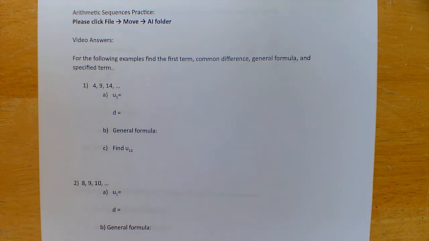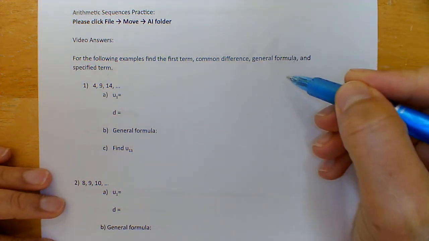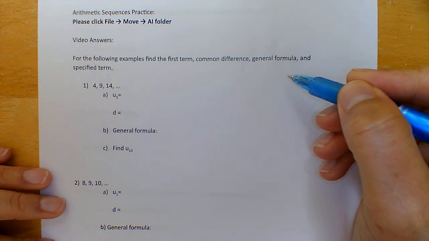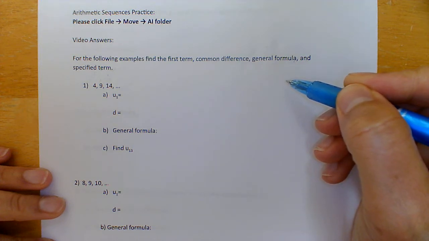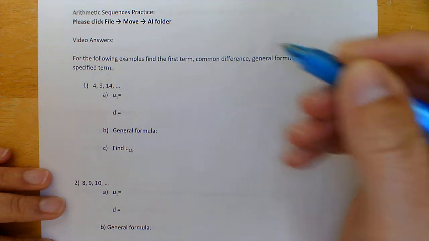Today we are going to be going over arithmetic sequences. We have a practice here and I am now doing your video answers. Here's the directions. For the following examples, find the first term, common difference, general formula, and specified term. Let's annotate these a little bit.